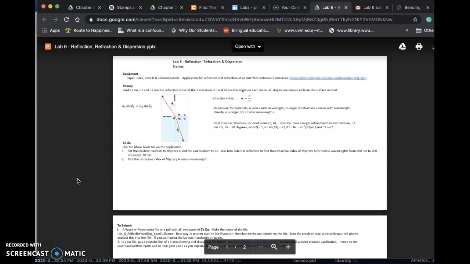Now I haven't done a lab in a while, but we're going to go right back to it and get into lab 6, which talks about reflection, refraction, and dispersion. In this case, we'll be using Snell's Law in order to figure out the mystery index of a mysterious substance. To do this, we'll be using a simulation from Colorado University that talks about bending light.